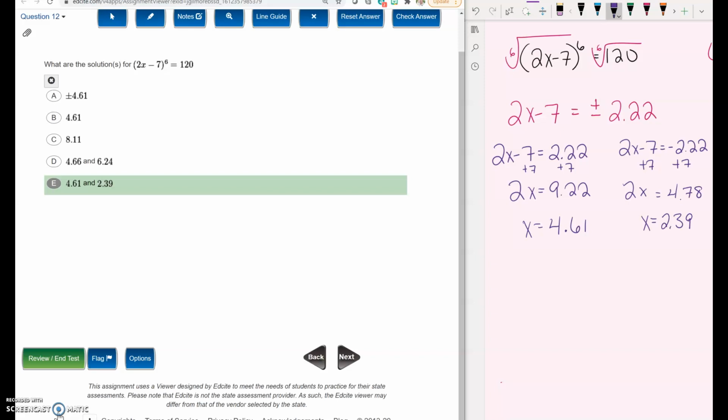Because it is an exponent of 6, we have to use an even index radical, an even root, and that leads us to the potential for 2 answers. So 4.61 and 2.39.